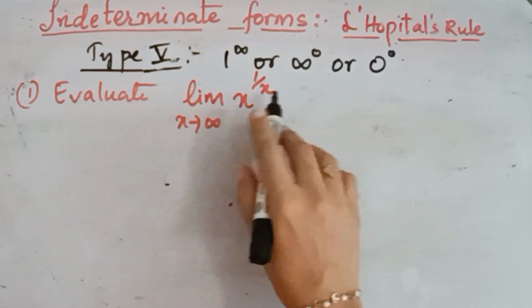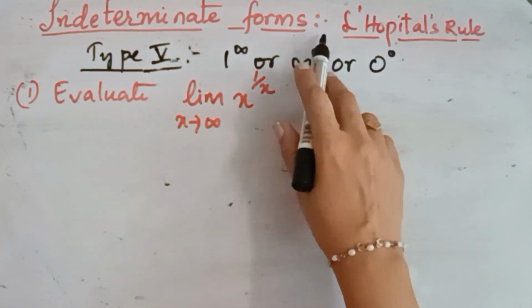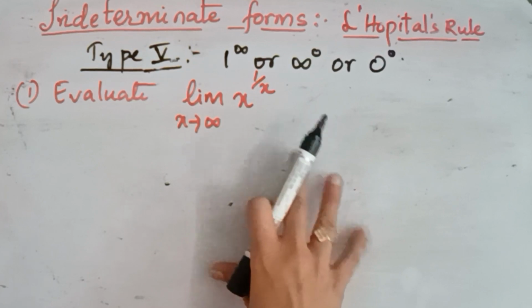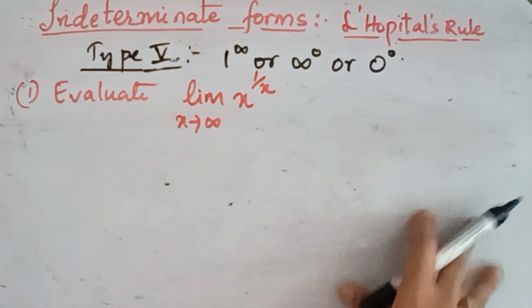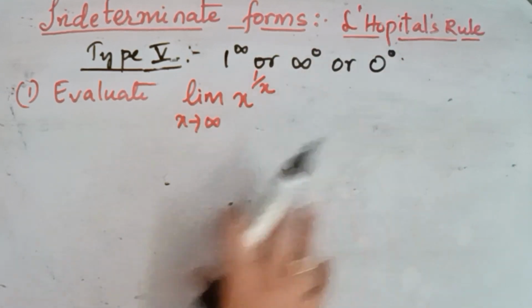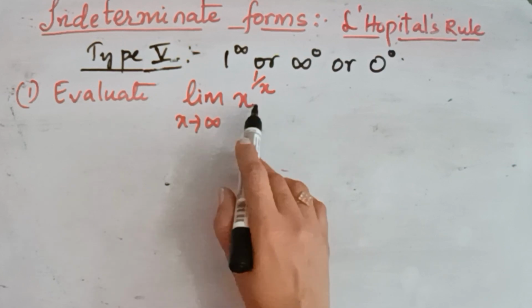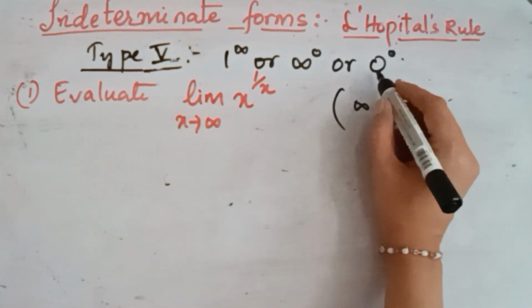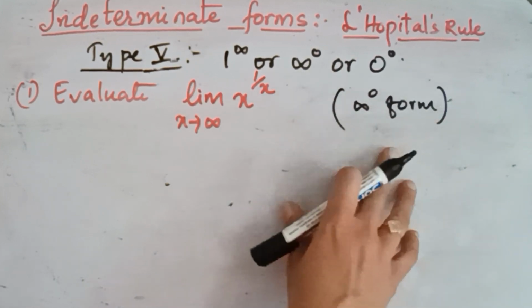Fifth type is when you have indeterminate forms 1 power infinity or infinity power 0 or 0 to the power 0. So in this case, you have to convert it into either 0 by 0 form or infinity by infinity form to apply the L'Hopital's rule. Let us see how to do that. Evaluate this limit x tends to infinity x power 1 by x. So when you apply the limit, it gives you infinity power 1 by infinity, which is infinity power 0 form, which is an indeterminate form.